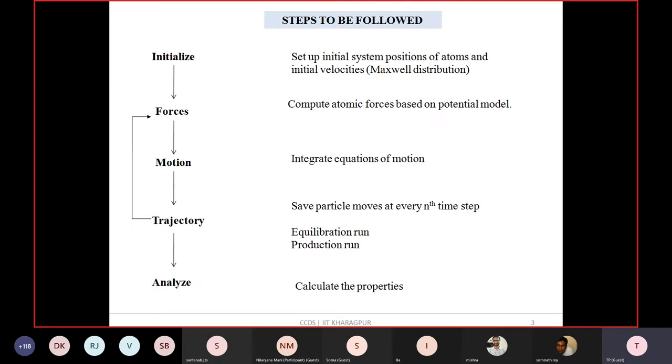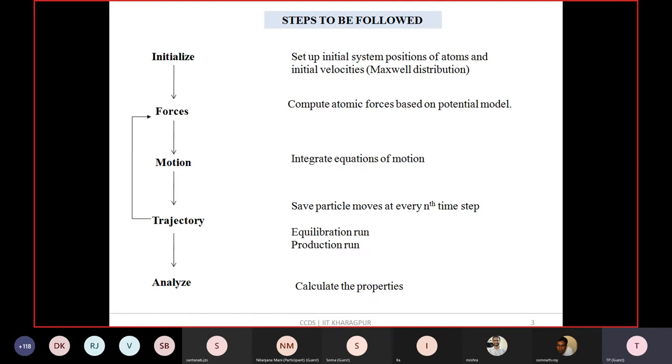So first, what is the scheme of doing this work? We probably have this similar type of slide also in the previous talks, where our main framework is to initialize the system. We set up the initial velocities and positions of the particles. The velocities are given, like if we give a room temperature like 300 Kelvin, and we randomly generate the velocities on the particles using a Maxwell-Boltzmann distribution. Then we have the positions and the velocities of the particles. Once we have this, we can compute the forces based on the potential model.